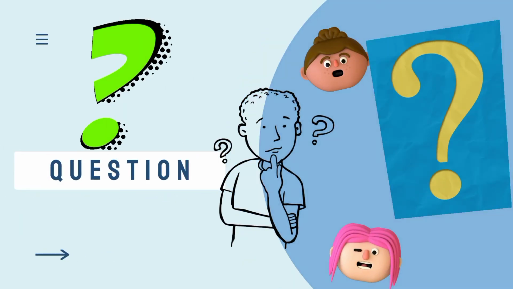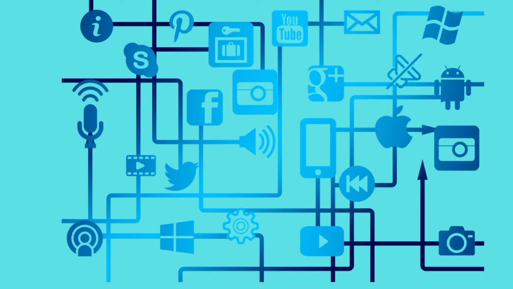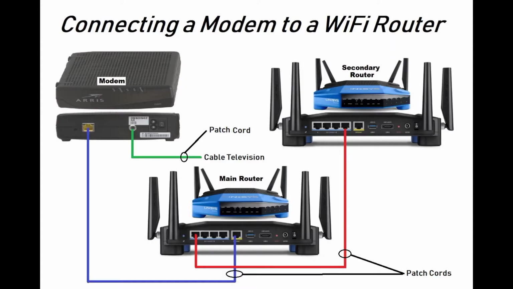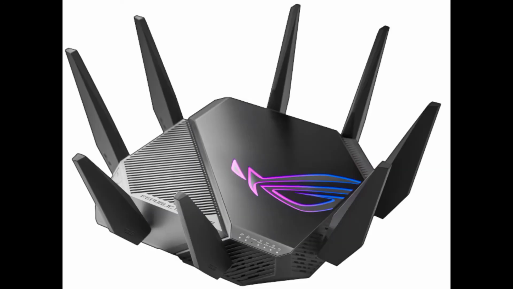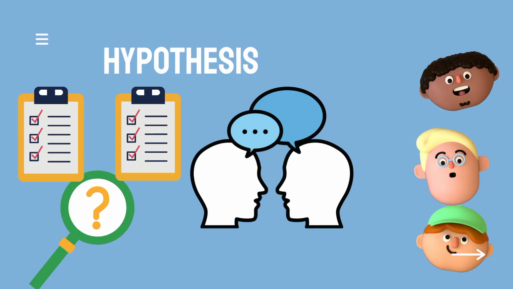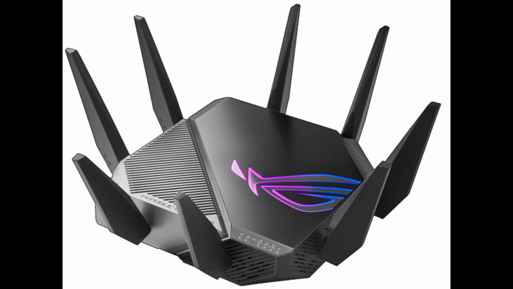So I had to pose another question. Where exactly was the problem occurring in the chain of internet devices? Was it the cord between the modem and the router? The cord between the router and my computer? Or was the problem in the router itself? I had to form another hypothesis. If both my internet cords are properly plugged in, then there must be a problem with the router.